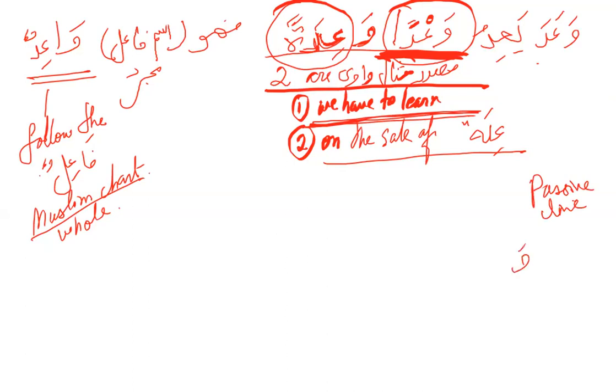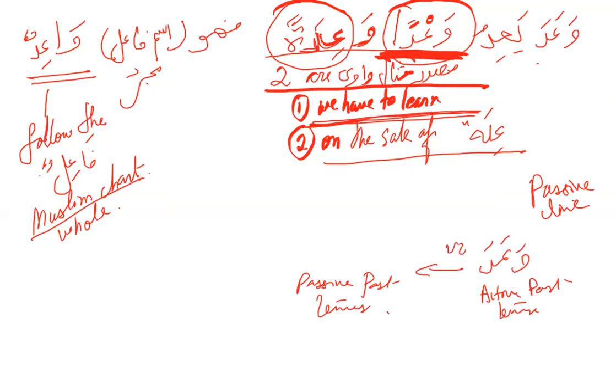So now we will go to the passive line. Wa'ada was your active past tense, and you have to make the passive past tense from the active. So what will it be? Wu'ida. No, don't stretch the wu, because if you stretch the wu, it will be a different verb form, right? So you're changing the whole word.